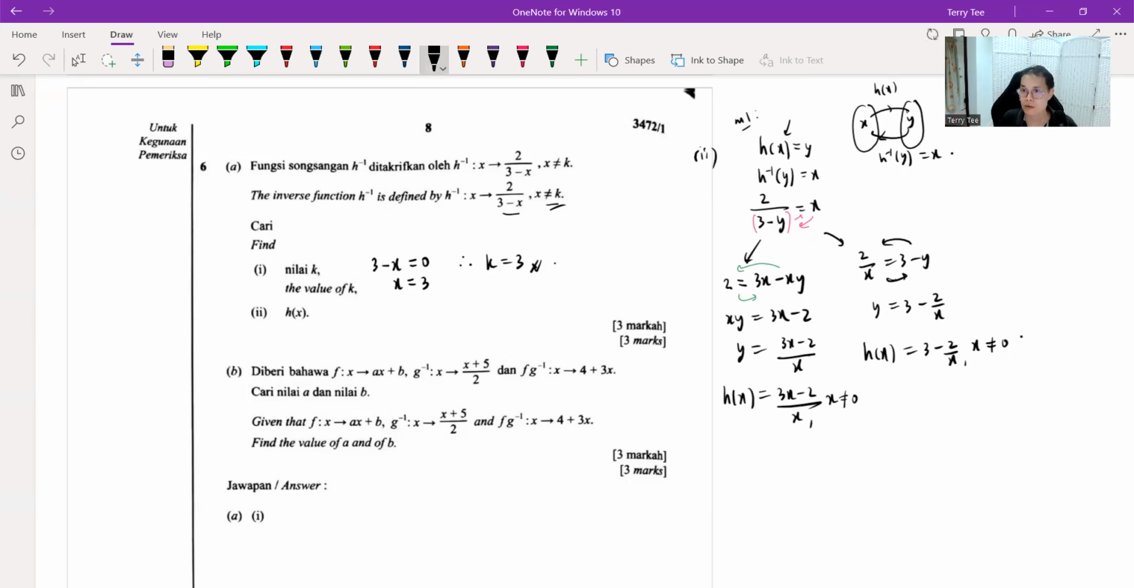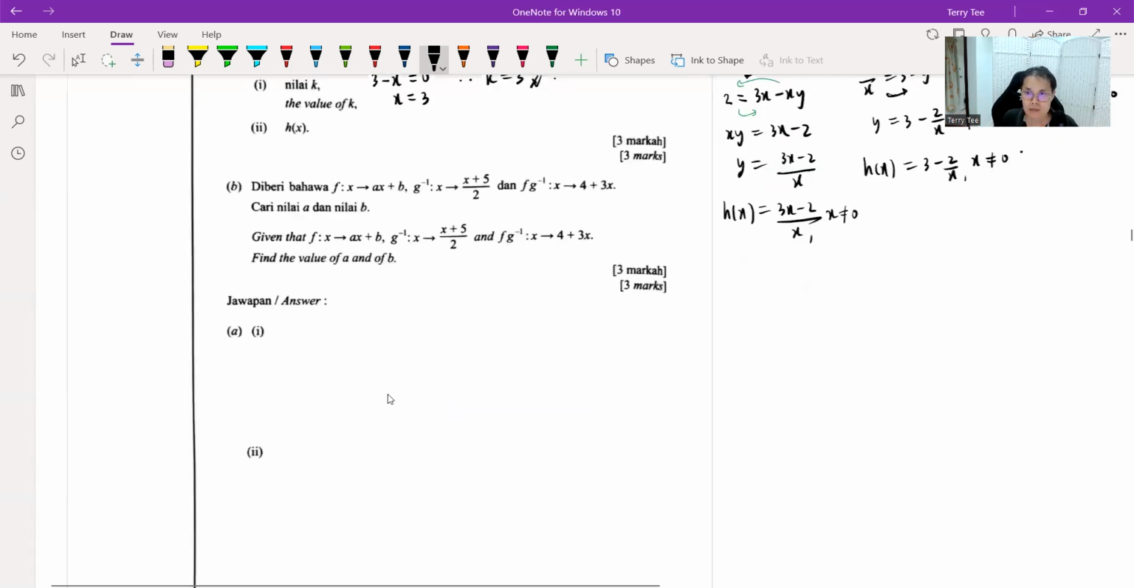Even then, some people may say, I let h inverse x becomes y, then my 2 over 3 minus x becomes y. Well, I find x is the same thing. You can make x as a subject, but up to you. You can say I bring the 2 over y equals 3 minus x. X is 3 minus 2 over y, and your x is your hx. It is 3 minus 2 over x. You can do that. x not equals to 0. Okay, that is the first part. I show you a lot of different methods, up to you, whichever you're more comfortable with.